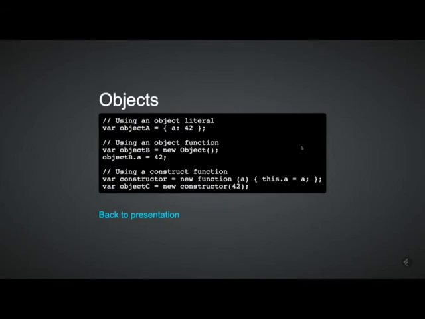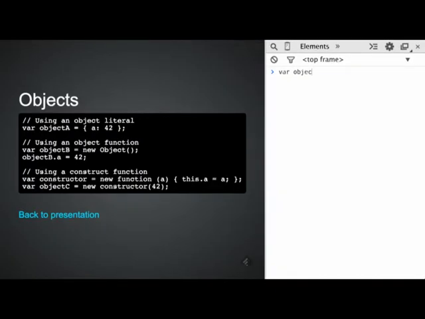So objects also have different ways of creating them. The simplest is the first one here. You say var, name of object, equals, and then curly brackets. And then you assign the properties of that object. So in this example, I would just have a property A, which has the value 42. And then you end the object. And if we now call on that, it's an object with a property A that has value 42.